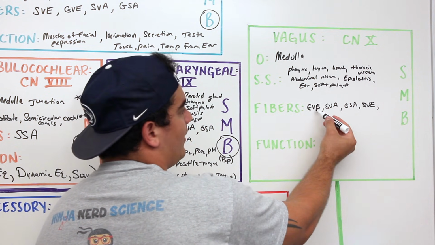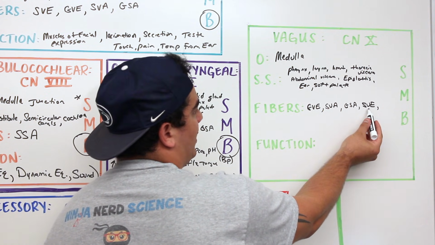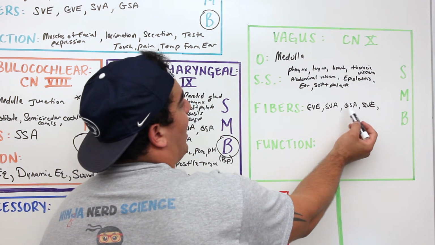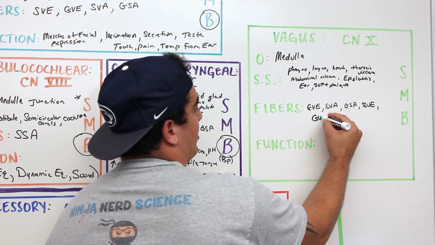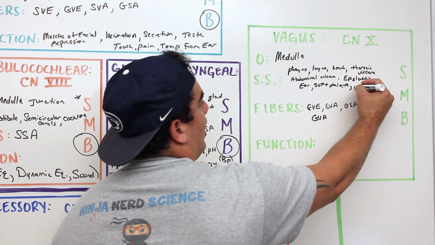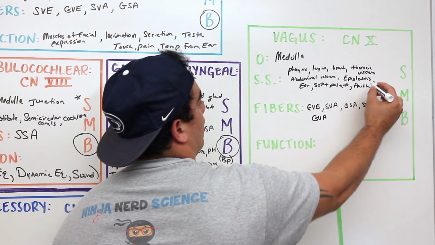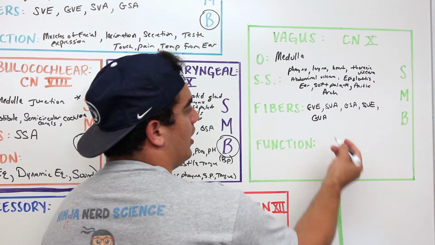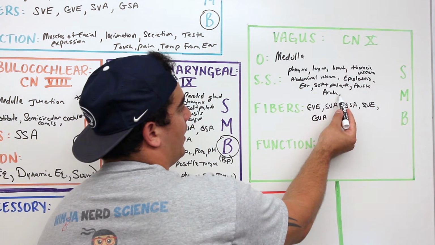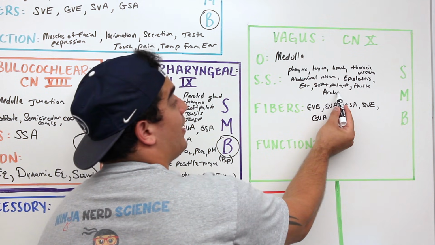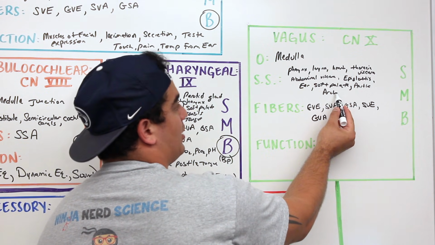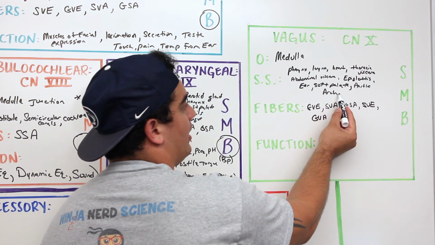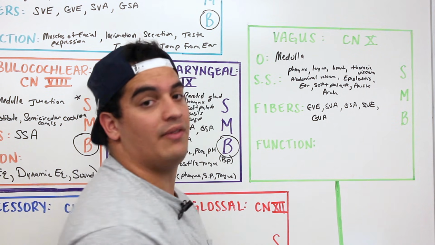And GVE, SVA, GSA, SVE, it's also going to have specifically GVA fibers. And that's because it also can supply the aortic arch. It supplies the aortic arch where there's what's called baroreceptors. So it actually can pick up specifically certain types of changes in blood pressure, and there's also what's called aortic bodies, which are basically picking up differences within the partial pressure of oxygen, CO2, and even the pH.